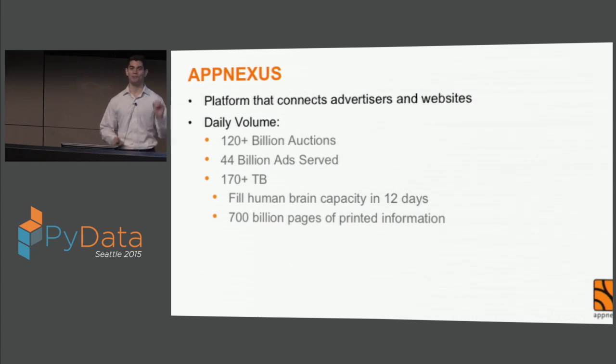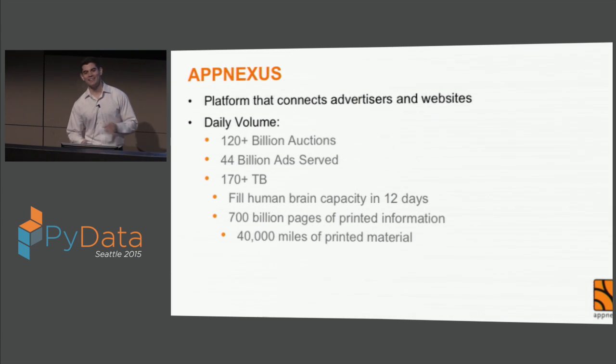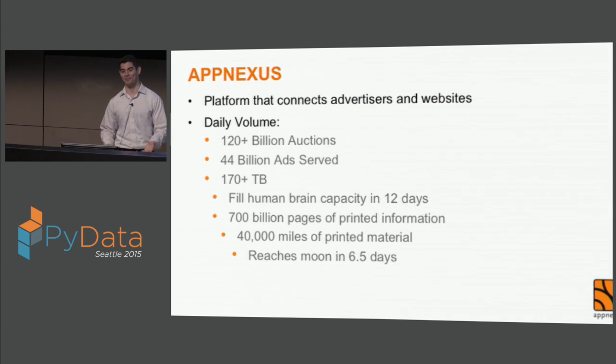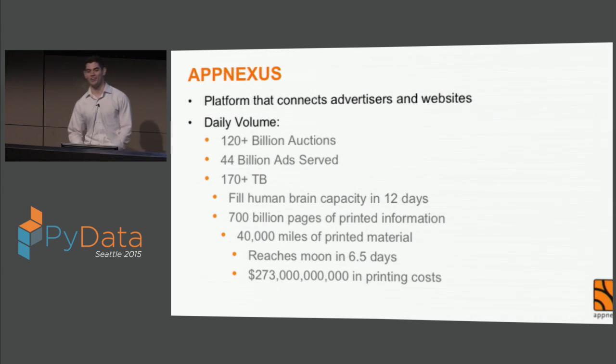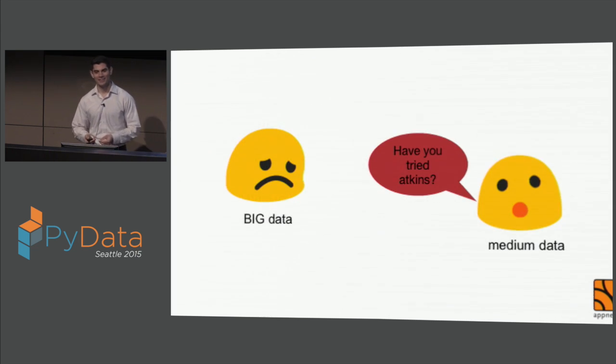If you stacked all of those pieces of paper on top of each other, it would stretch 40,000 miles of printed material, which is enough to reach the moon in 6.5 days. Unfortunately, it would also cost you $273 billion in printing costs. So poor big data. He's always the butt of the jokes.